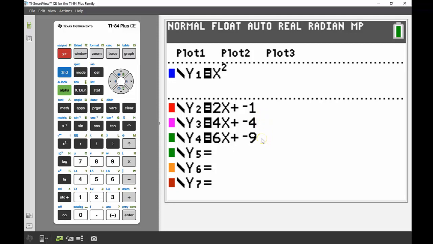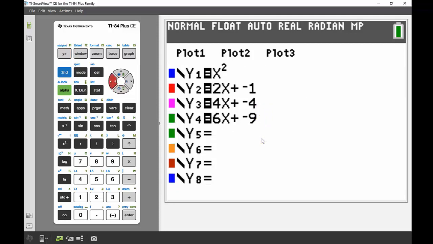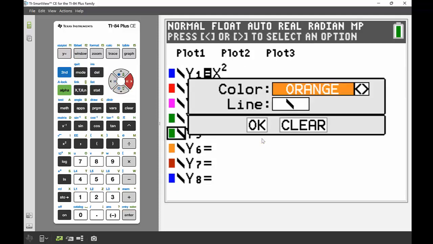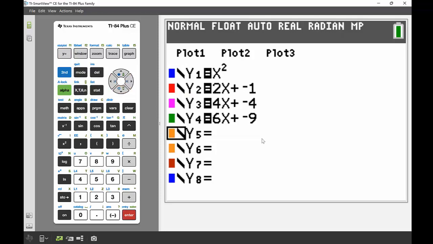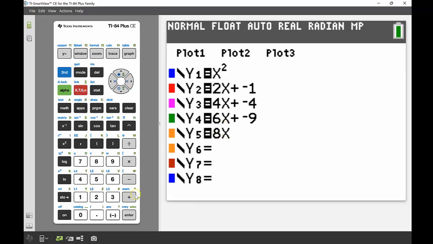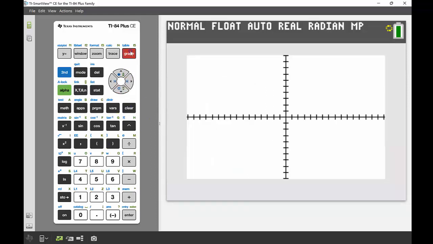So maybe my next equation, and I don't want it to be green again, I'm going to change that as well, make it orange, that looks lovely. All right, so now I'm going to think, okay, well, that might be 8x plus, and then if I was going down by 7, that would then be -16. So let's have a look at that. We'll graph that, and then we'll draw another tangent.